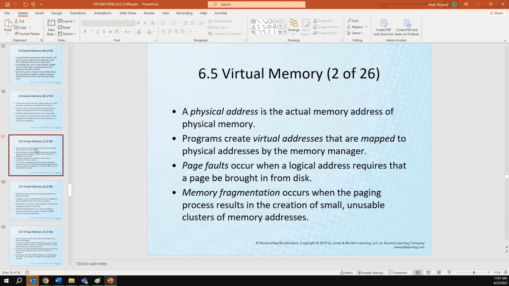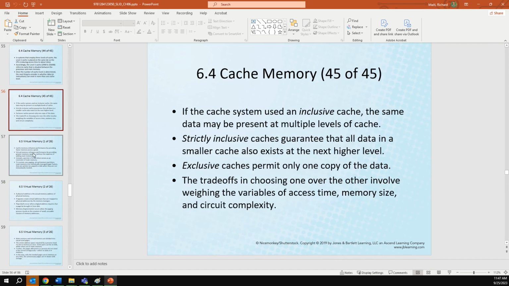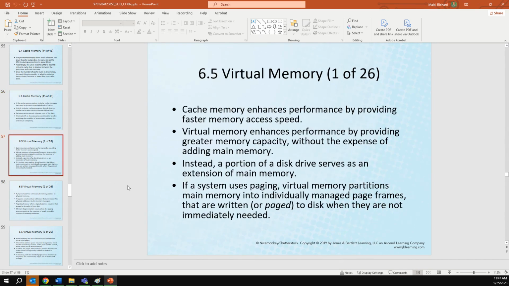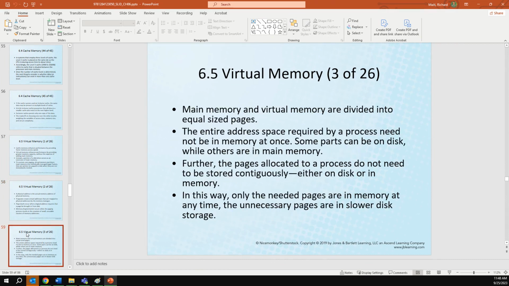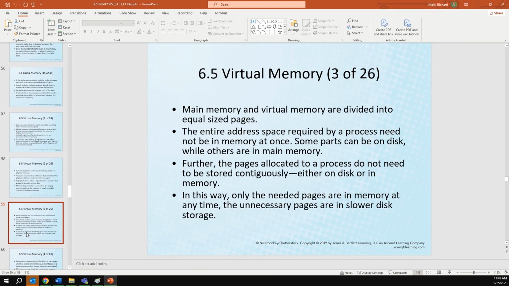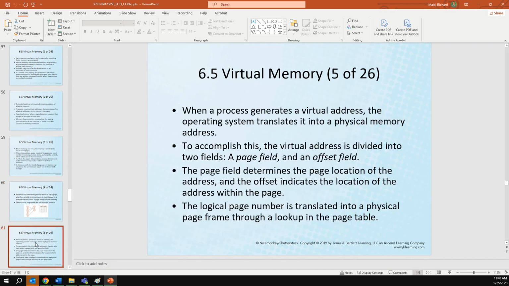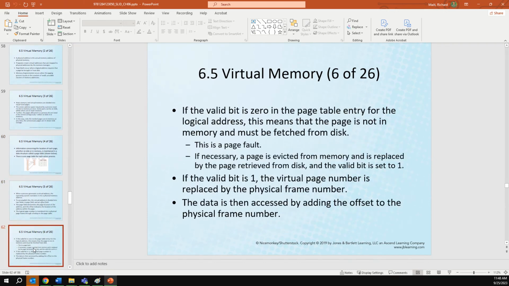It goes into, here it talks about virtual memory. So we get into virtual memory. So cache memory enhances performance by providing faster memory. So virtual memory enhances performance by providing greater memory capacity. So it goes into some more examples of virtual memory, where virtual memory and main memory are divided into equal sizes. So it goes into more examples, the slides.